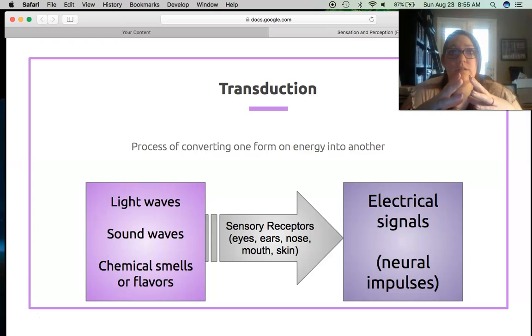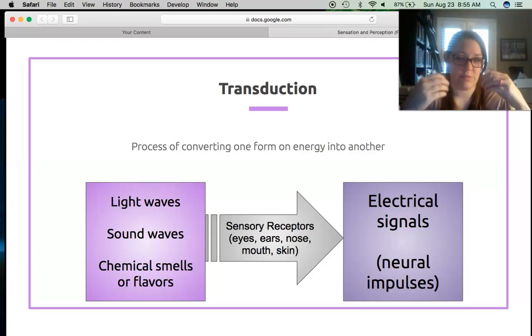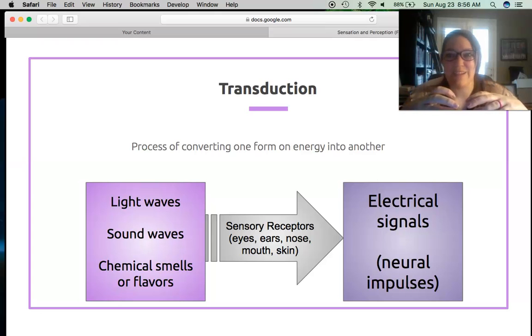In order for the energy transfer from light waves, from sound waves, from chemical smells and tastes, we have to convert one form of energy to another. So that's the light waves, the sound waves, the chemicals. Our brain can't process that kind of information. Our brain functions using neurotransmitters and electrical signals and its own chemicals. So we have to figure out how to convert one form of energy to another. And we call this process transduction. Transduction is taking all of that sensory information, moving it through our sensory receptors, and then we are going to convert that information into electrical signals, and those are going to become neural impulses.